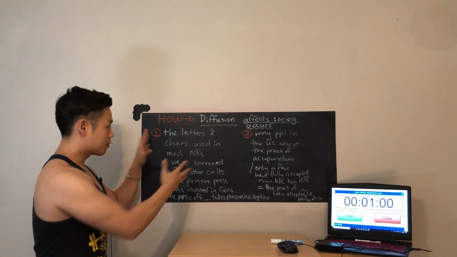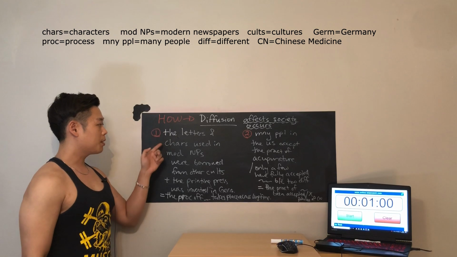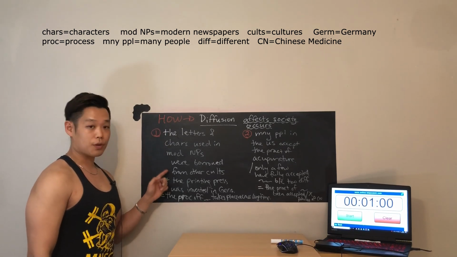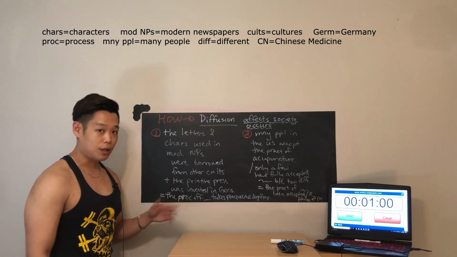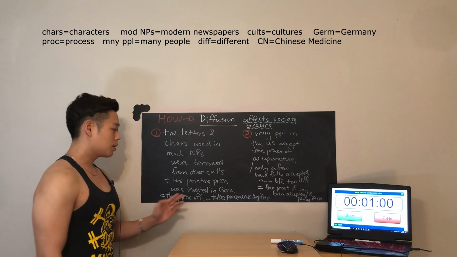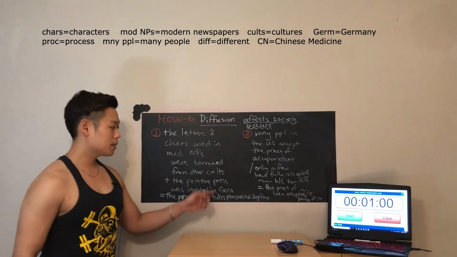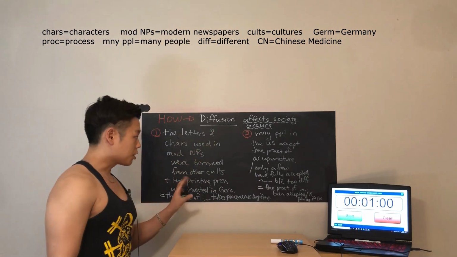Now, in the first section, I'm going to say this. To begin with, the letters and characters used in modern newspapers were actually borrowed from other cultures. Plus, the printing press was invented in Germany. So, the process of diffusion takes place across a long period of time. Okay, so that's the first section.